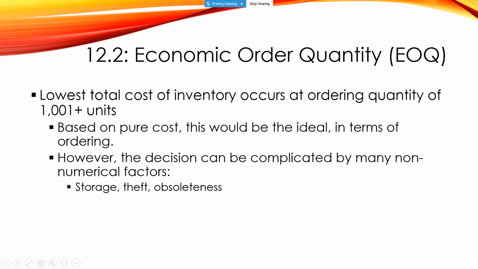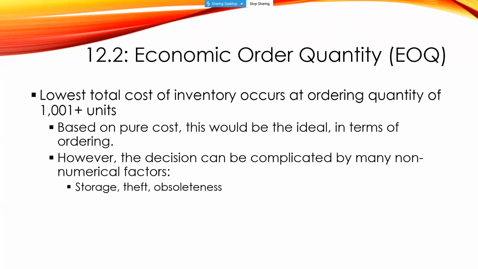So the lowest total cost of inventory, surprisingly, occurs if we order 1,001 units at a time. And mentioned in the bullet point, yeah, based on total cost, this is ideal. But there might be some non-numerical factors that are involved that might make that not a good idea.